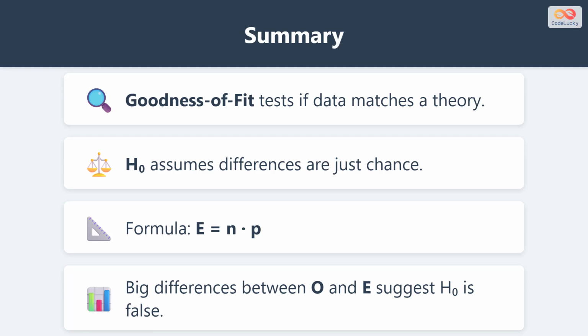To wrap up, goodness of fit tests check if data matches a theory. The null hypothesis assumes any difference is random. We calculate expected values using E equals n times p, and finally, large differences between observed and expected values tell us something interesting is going on.